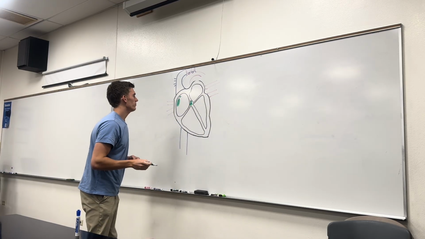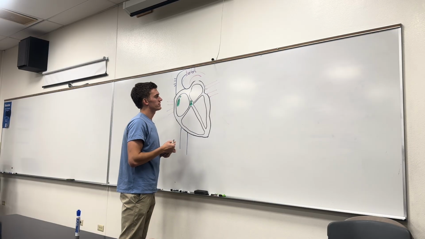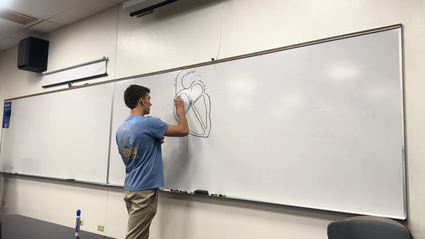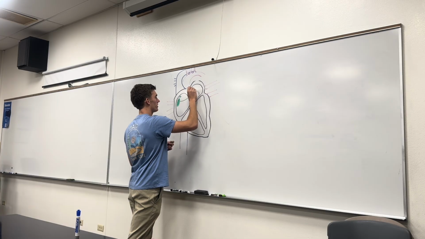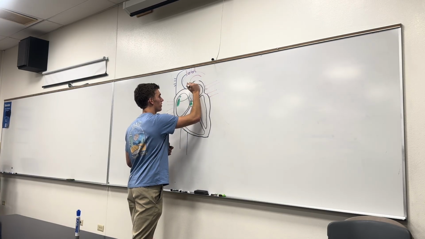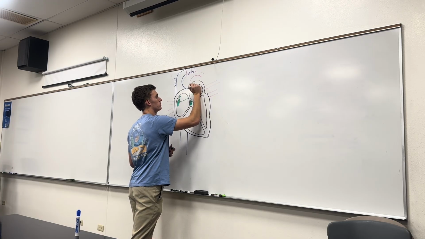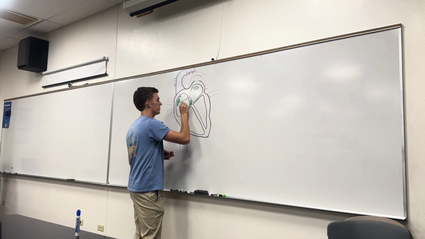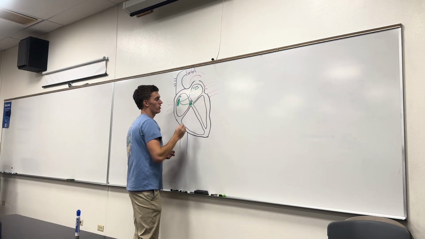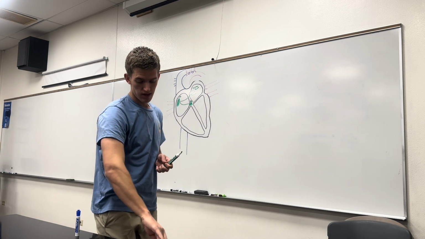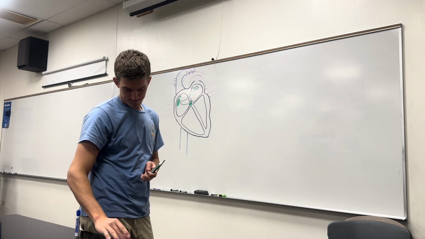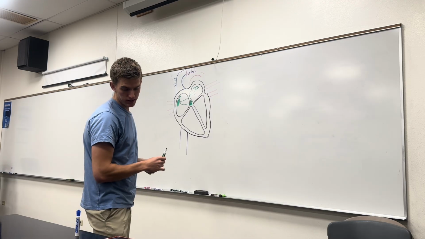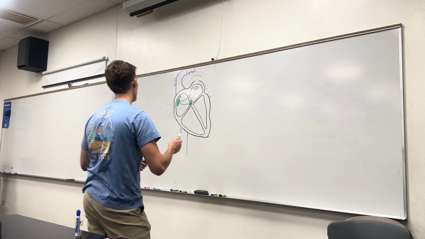So what's going to happen is the SA node is going to send that first action potential, and that's going to spread over here via the Bachmann bundle. But it's also going to be spreading through here over to the AV node, and that is called the internodal pathway.